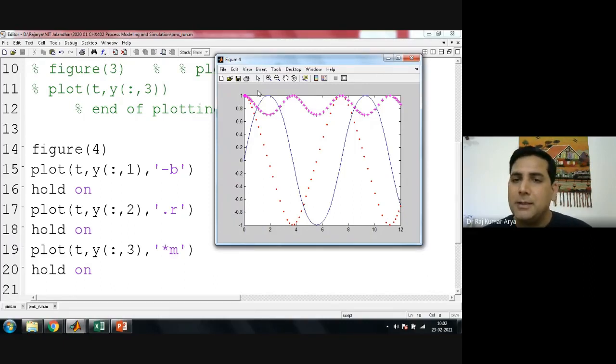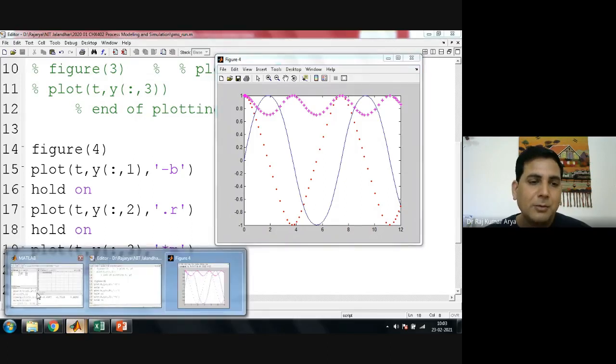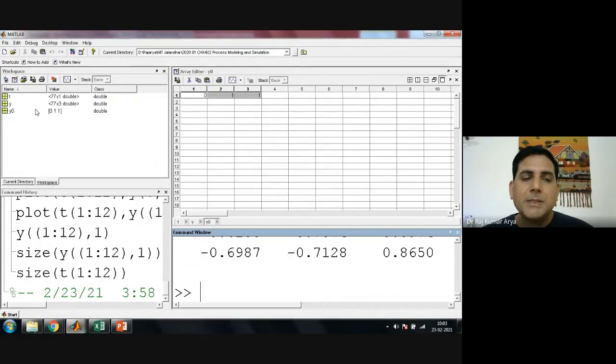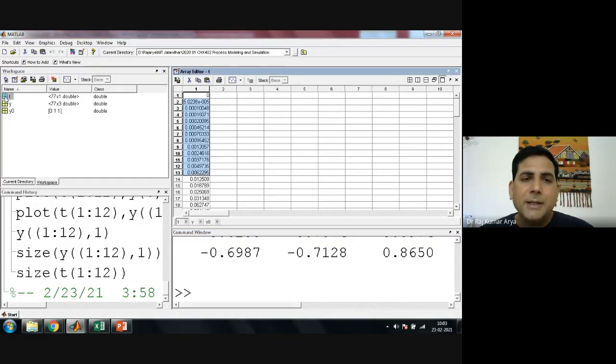Now you see everything is a smooth line, because MATLAB chooses the step size. Can you go to the workspace window now? This is your workspace window. You can read your T and Y. So if you read T here, the T value is now 77 values.